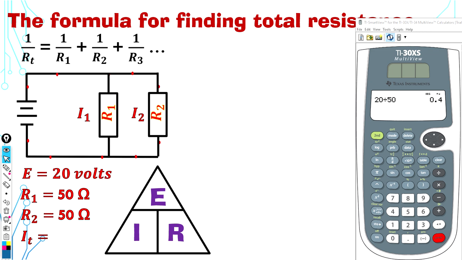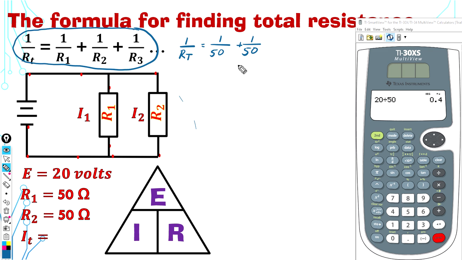Now, there's actually two ways that we can get the total current if we're given the resistors and the voltage. The first way is we need to get our total resistance. Now we've got this equation up here: 1 over our total resistance equals 1 over each of the resistors that are in parallel. For our equation, we've got 1 over RT equals 1 over 50 plus 1 over 50.